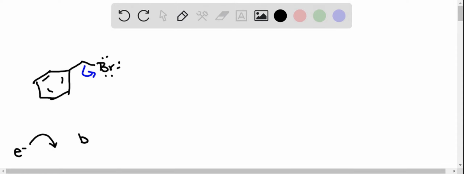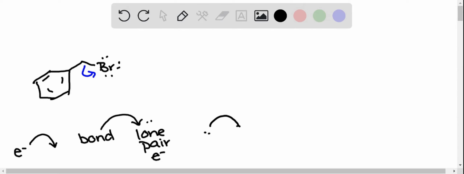So if we're going from a bond to something, we're going to form a lone pair of electrons. And if we go from a lone pair of electrons to something else, we're going to form a bond.